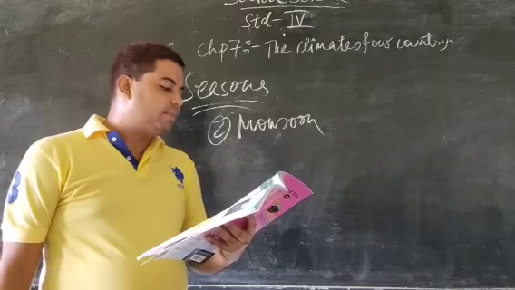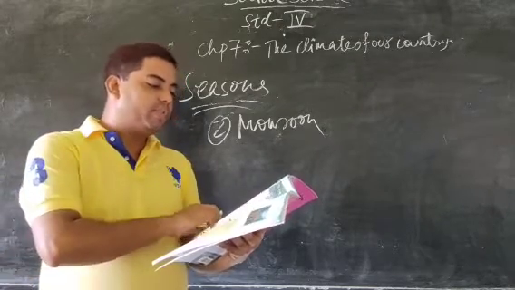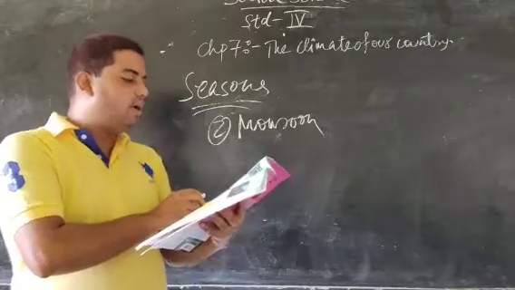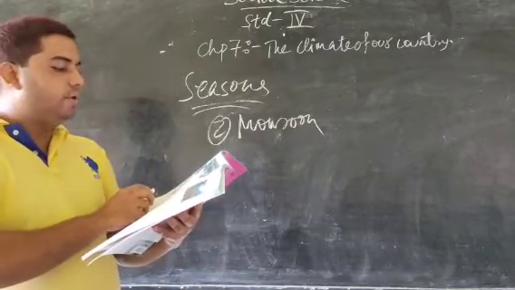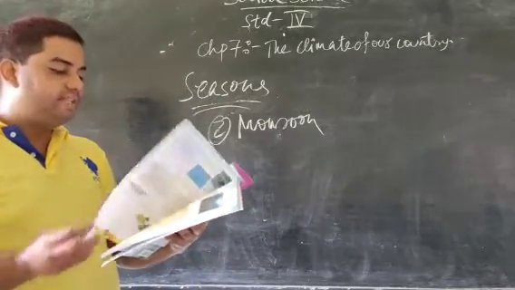The monsoon plays a major role in agriculture in India. The region of Tamil Nadu and Karnataka and Kerala receives rainfall during the months of November and January.